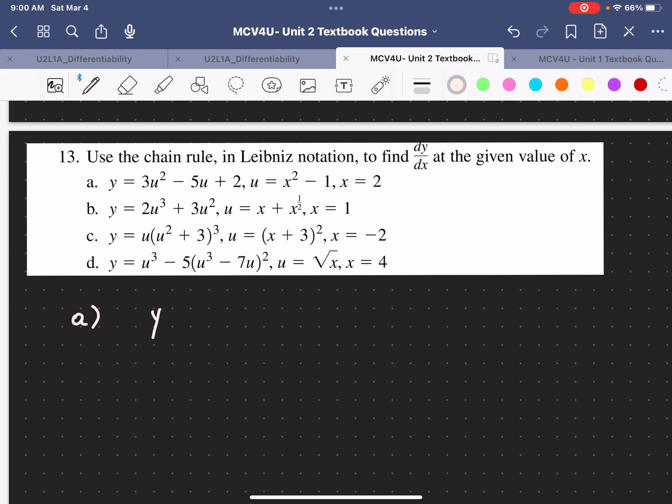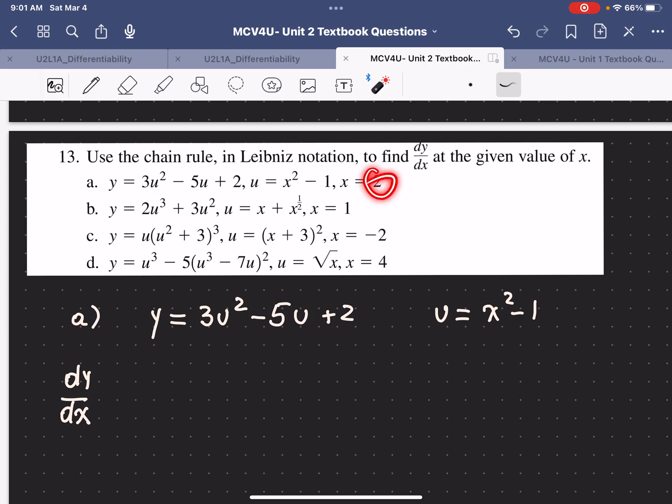So we have y equals 3u squared minus 5u plus 2. And we have function u equals x squared minus 1. We're finding the derivative and evaluating it at x equals 2. I don't want to substitute x by 2 right now because very often people make the mistake of substituting directly and then they mess up the solution. So let's find the derivative in the most simplified form.